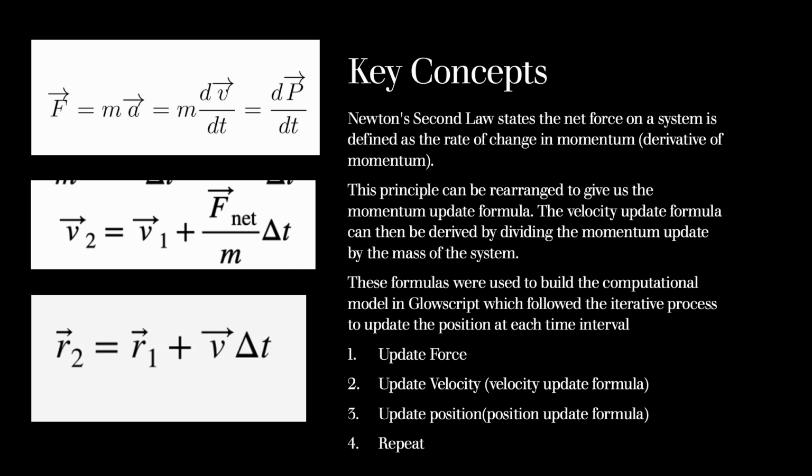These formulas were used to build a computational model in GlowScript, which followed an iterative process to update the position at each time interval. First, we update the force, then update the velocity using the velocity update formula, then update the position using the position update formula, and repeat this process for the whole time frame. The first image represents Newton's second law. The second represents the velocity update formula, and the third represents the position update formula.